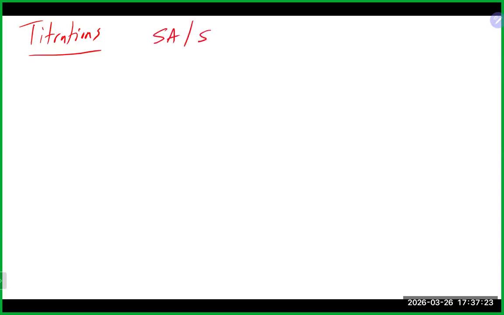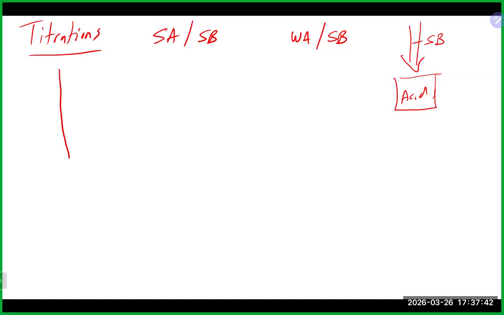We talked about strong acid, strong base titration. We also saw a weak acid, strong base titration. In each of these cases, we were having the base up in the burette and we were adding it to the acid, either the strong acid or the weak acid. We talked about the titration curves. And again, we have pH and volume of base added.